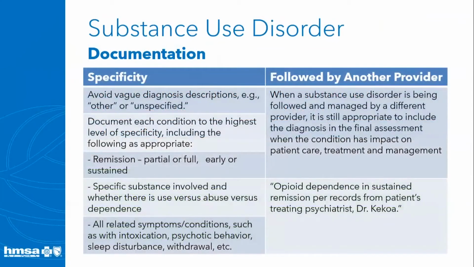Risk adjustment is all about specificity. When documenting substance use disorders, avoid vague diagnosis descriptions such as other or unspecified. Document each condition to the highest level of specificity, including as appropriate if the patient is in remission, and if that remission is partial or full, early or sustained. Document the specific substance involved and whether there is use versus abuse versus dependence. Document all related symptoms and conditions such as with intoxication, psychotic behavior, sleep disturbance, or withdrawal.